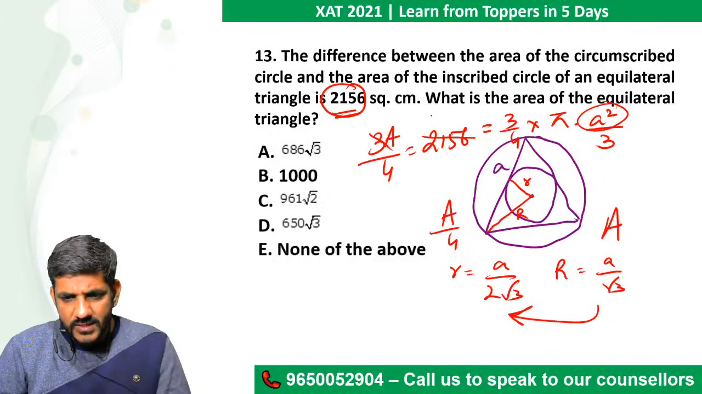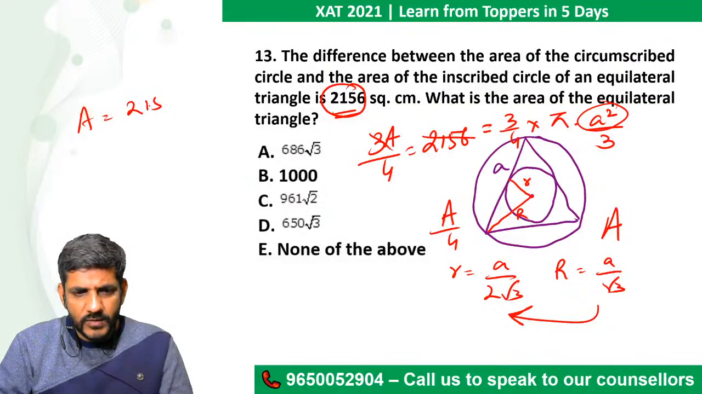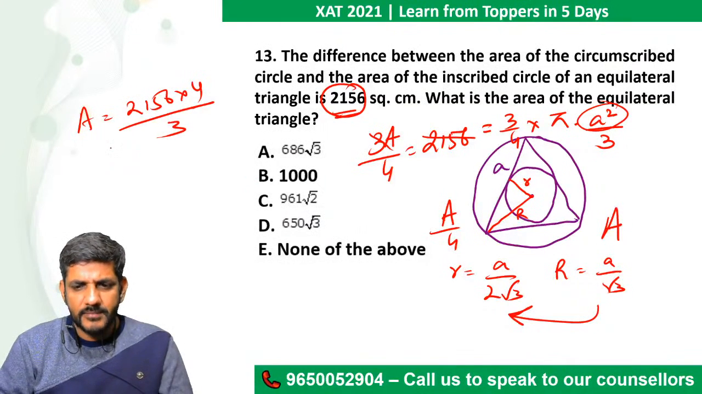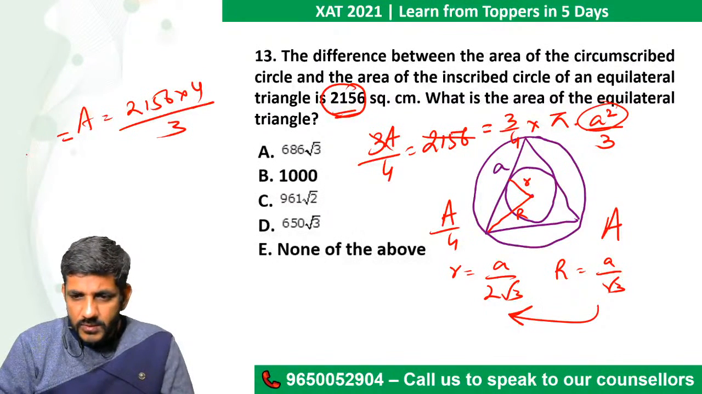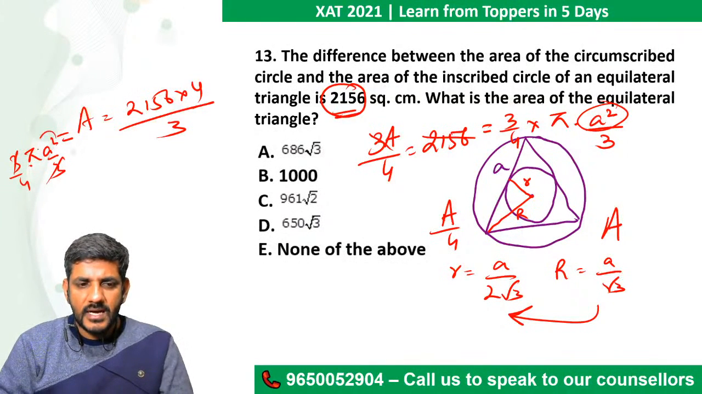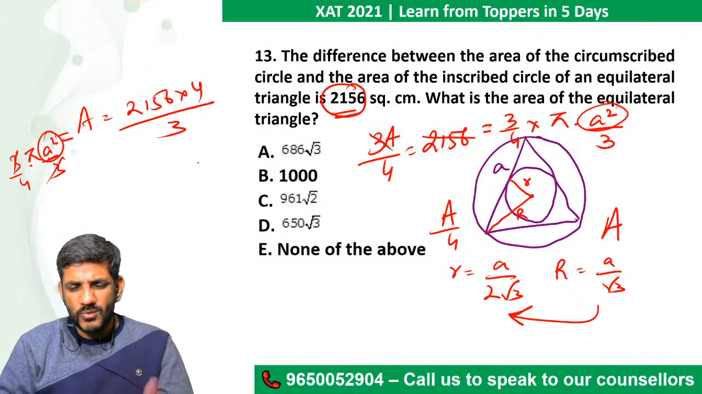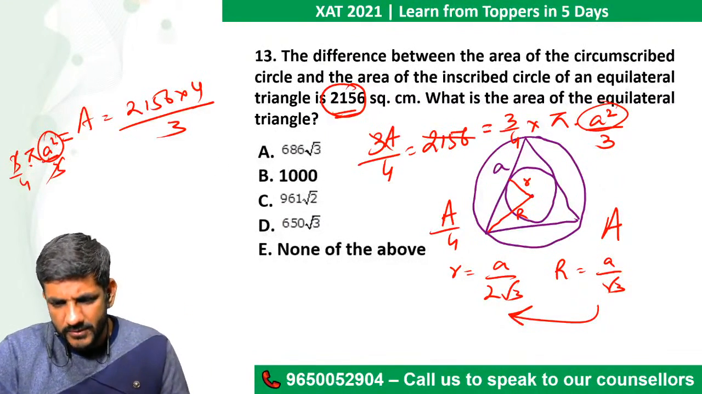3 will cancel out with 7, oh, it is not cancelling out. But A would be equal to 2156 into 4 divided by 3. And this area is actually equal to pi into A square by 3 into 3 by 4. So 3 cancels out with 3 here. If we compute A square from here and put it in, the answer will come out a bit strange. Therefore I am leaving it for you. Probably you can do it by yourself.